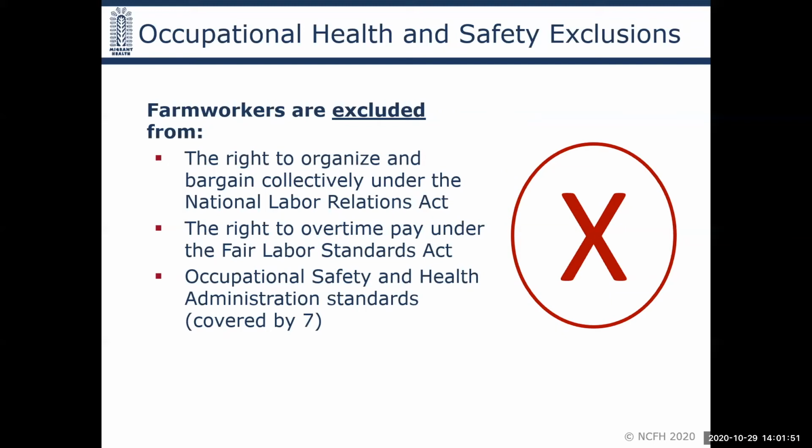And there are some exclusions, occupational health and safety exclusions. Farm workers are excluded from the following labor rights. They do not have the right to organize and bargain collectively under the National Labor Relations Act. They are not entitled to overtime pay under the Fair Labor Standards Act, with the exception of California. They are only covered by 7 Occupational Safety and Health Administration standards.